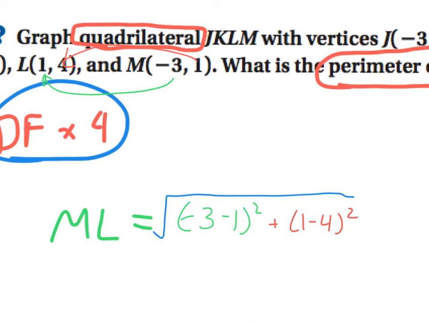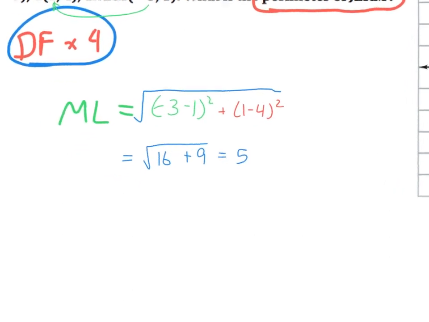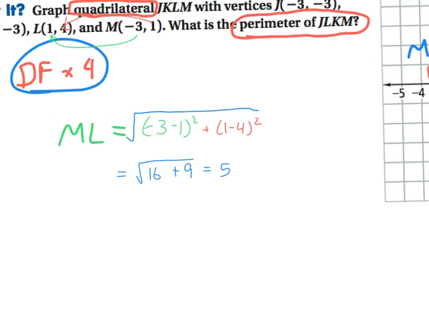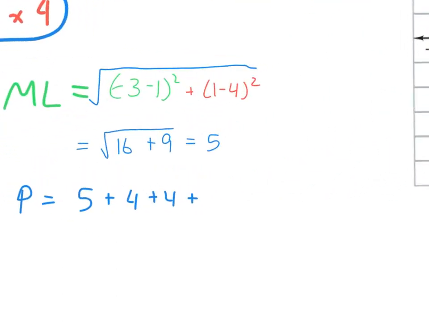Now we continue working through this. I'm going to skip a step here: -4 squared is positive 16, and -3 squared is positive 9. And it turns out the square root of 25 is 5. So I now have to find the perimeter, and the perimeter is merely adding all of them together. So it's going to be 5 plus 4, plus another 4, and plus that other one, which I can't see here, 7. Good. And there we go to get 20 units.